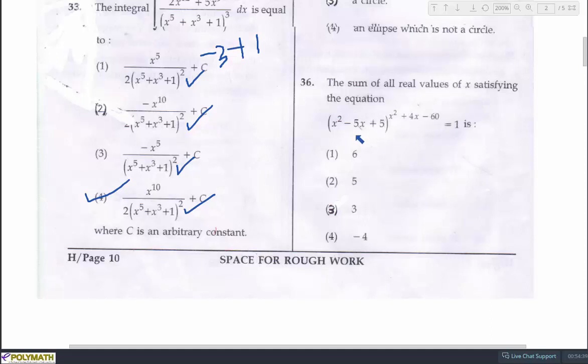See, when I say this base, what is the base here? x squared minus 5x plus 5. This base can be 1, this base can be plus 1, and even it can be minus 1 also.